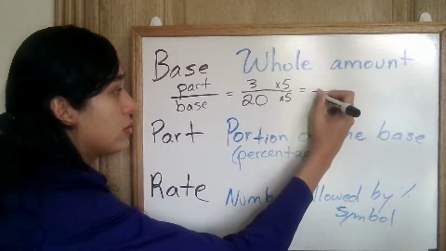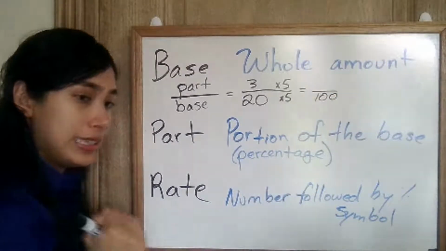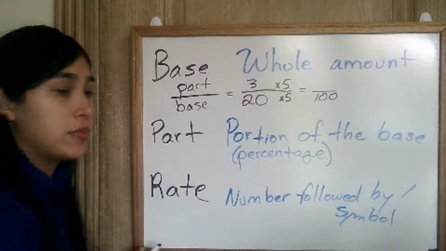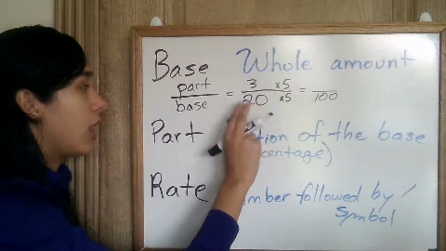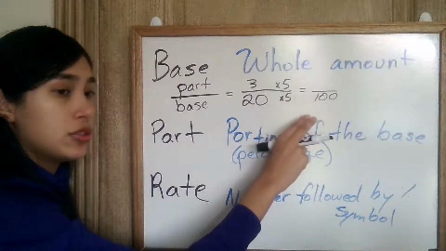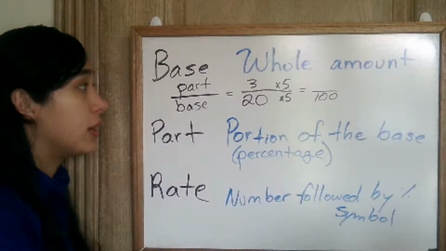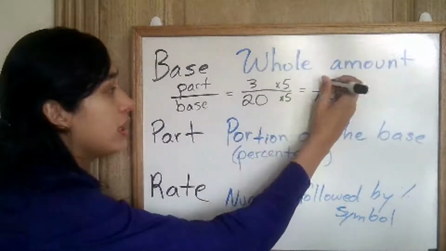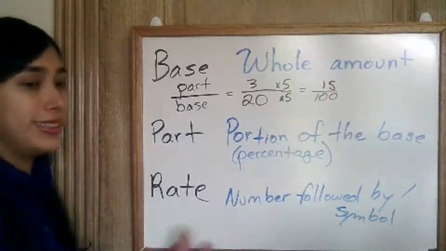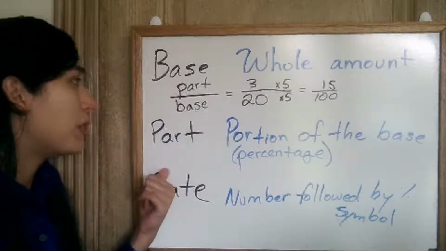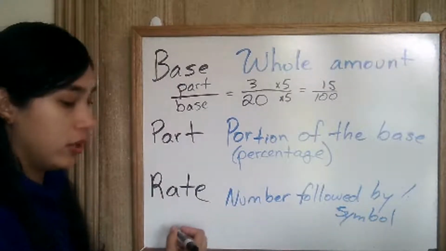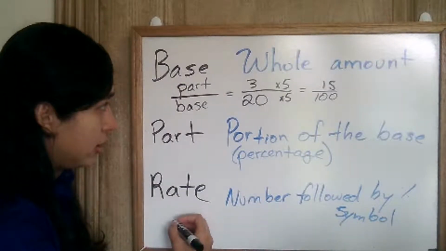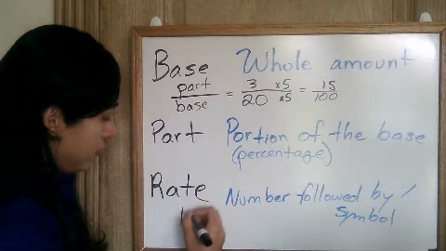Okay, so now we have a base of 100. Yes! This makes your life much easier. If you're dealing with something that can easily have the denominator converted into 100, go ahead and do so. It might make life a little easier. So 3 times 5 is 15. All right, this is easy. So what is my part? 15. And don't we know that we can go ahead and get our rate by doing 15.